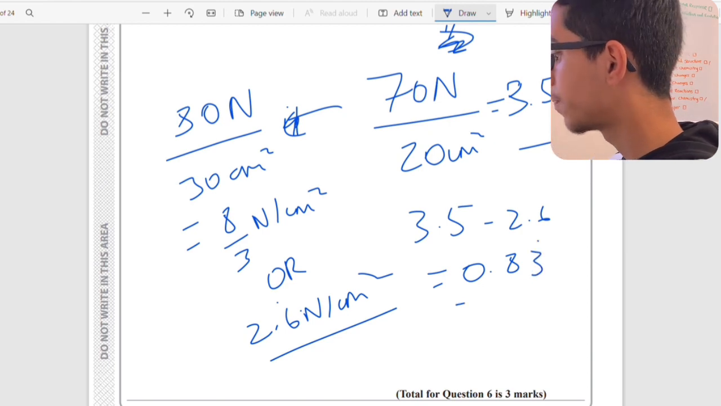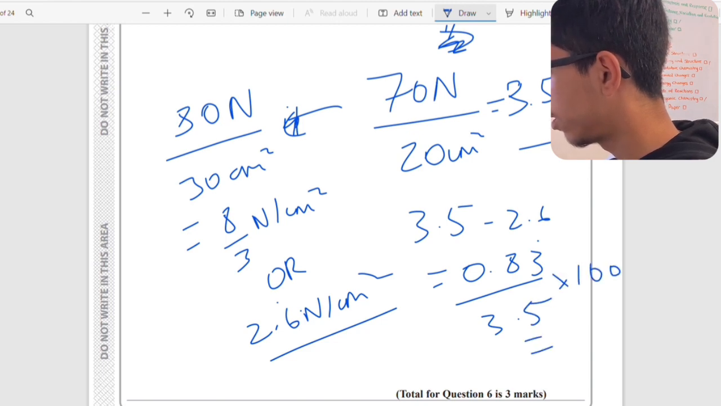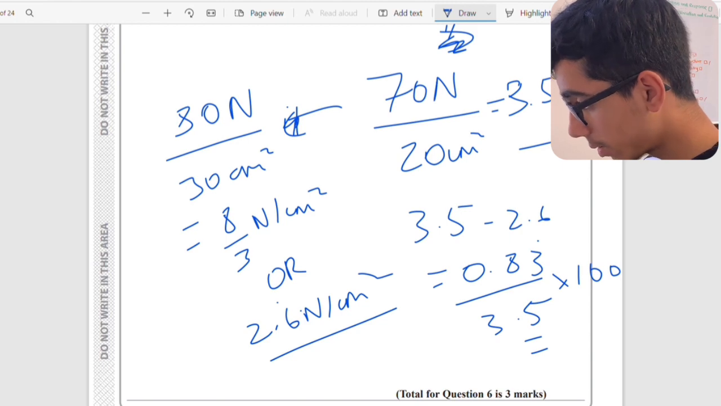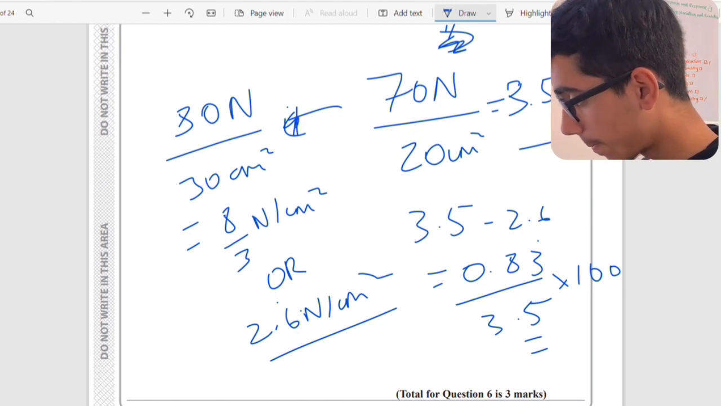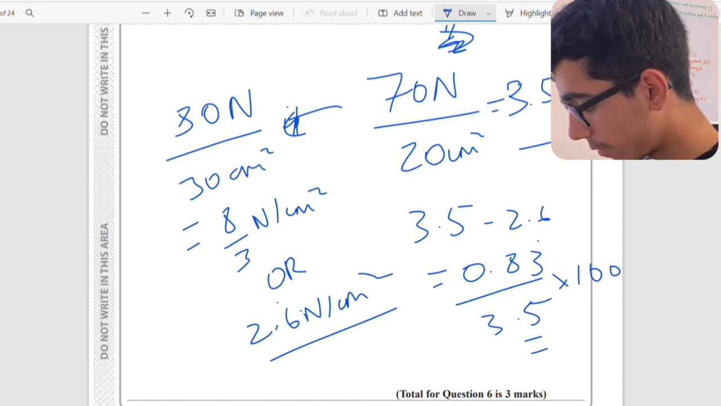3 recurring, that's the difference, and then you just do that over the original. You multiply that by 100. That equals... you just do 3.5 minus 2.6 recurring, sorry, to get that, and we do the answer divided by 3.5 multiplied by 100.